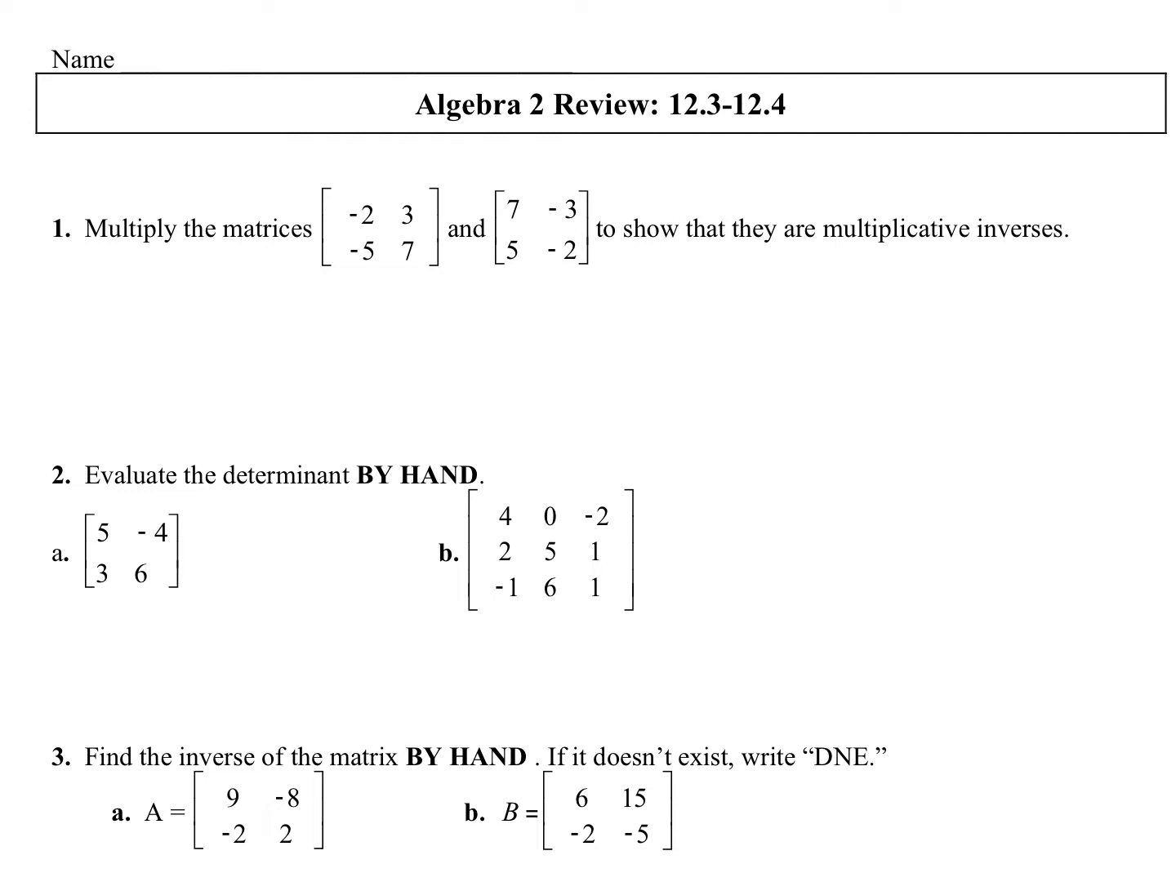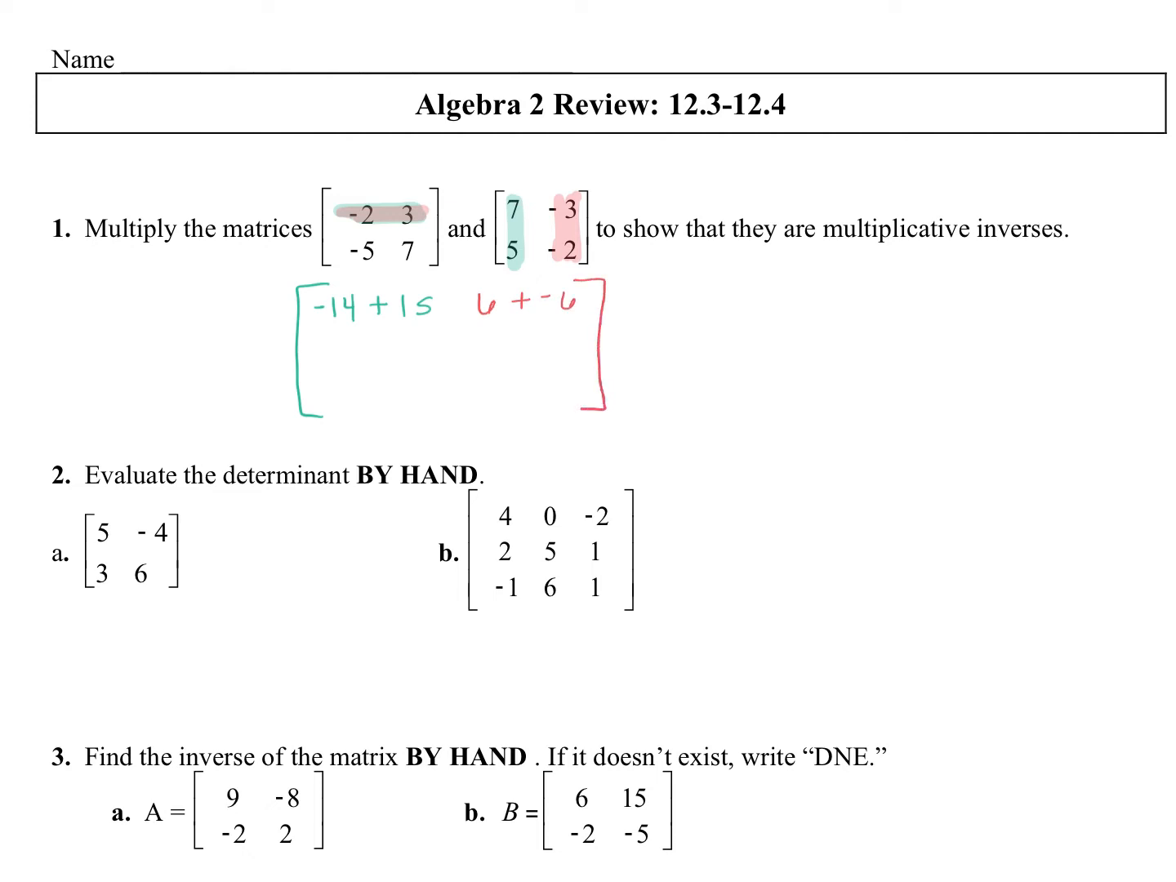Number 1 here, it says multiply the matrices to show that they are multiplicative inverses. So we're going to just do general matrix multiplication here. Top row, first column. So that's going to start out as -2 times 7 is -14, plus 3 times 5 is 15. Then we do first row, second column. That's going to go -2 times -3 is 6, plus 3 times -2 is a -6.